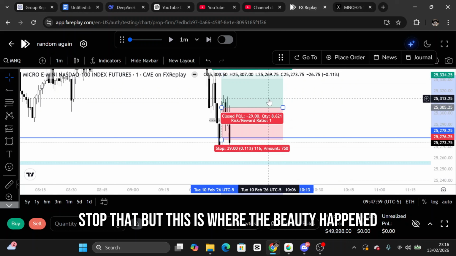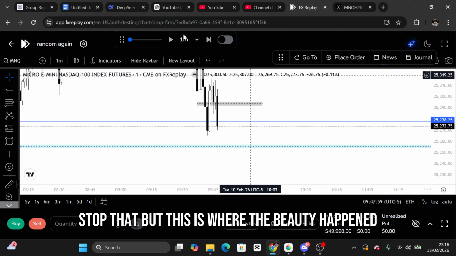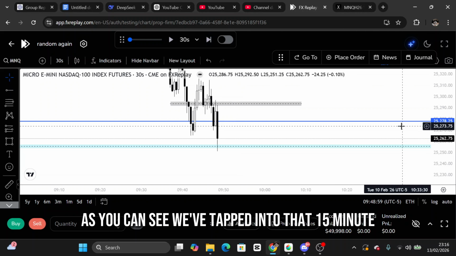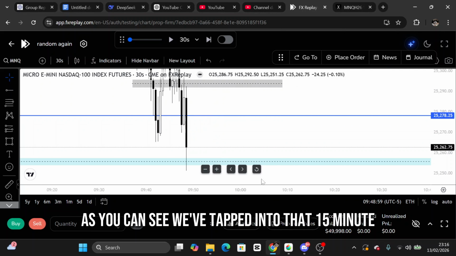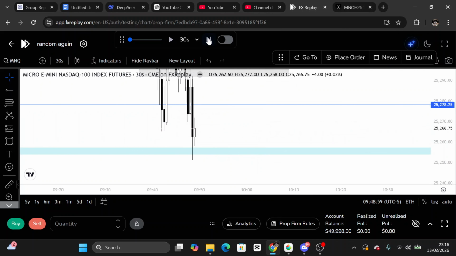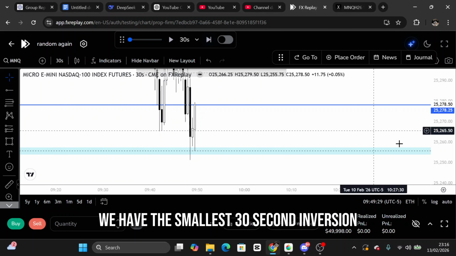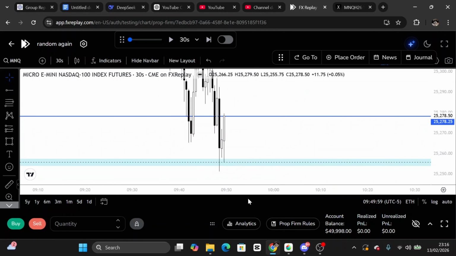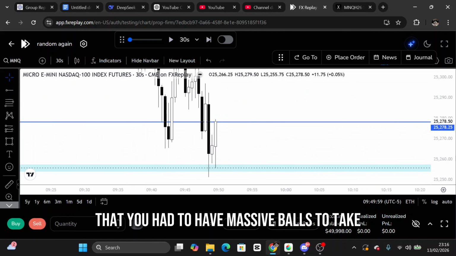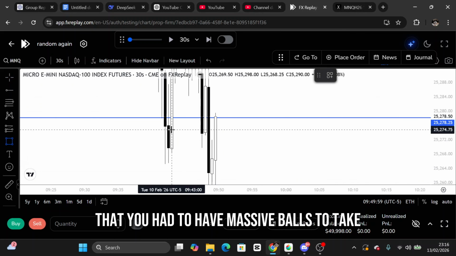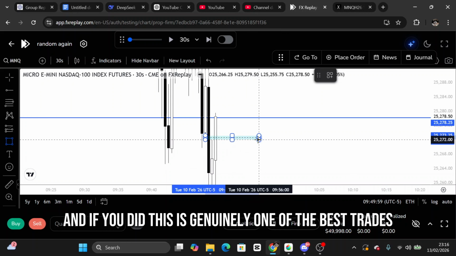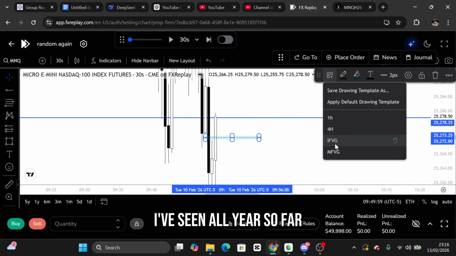Stop that. And this is where the beauty happened. If you scroll down onto the 30-second play price, as you can see, we've tapped into that 15-minute. We have the smallest 30-second inversion that you had to have massive balls to take. And if you did, this is genuinely one of the best trades I've seen all year so far.